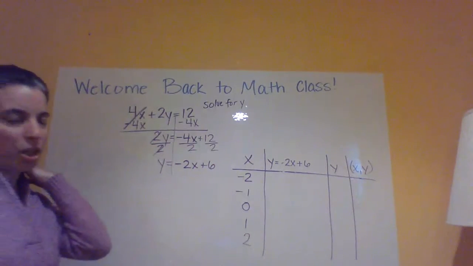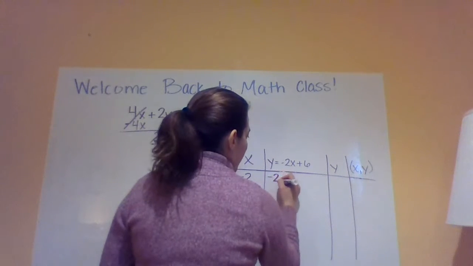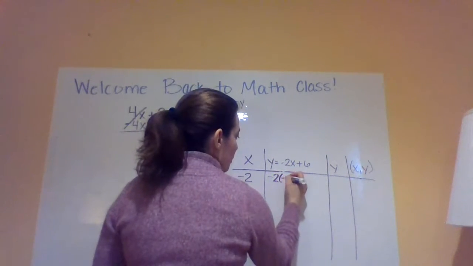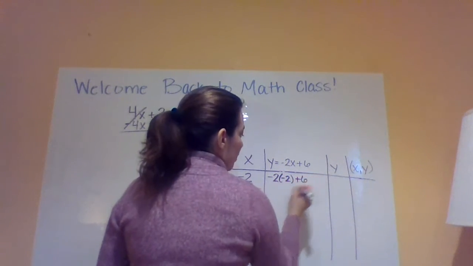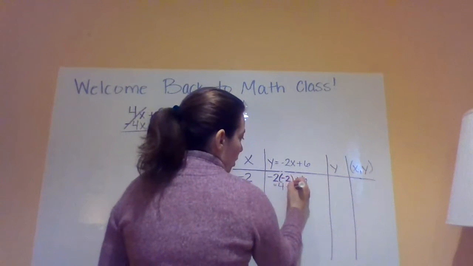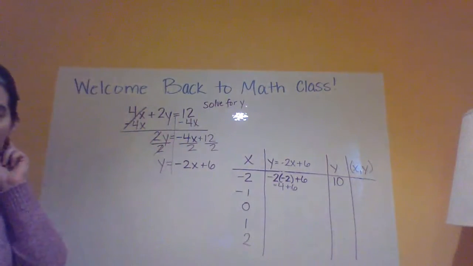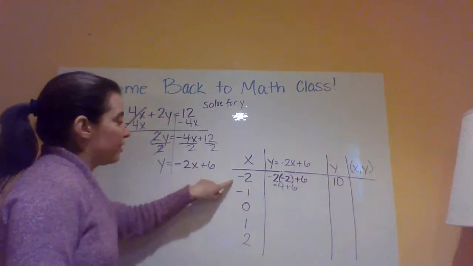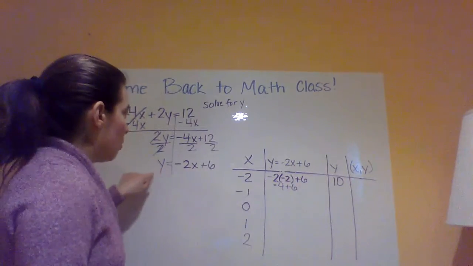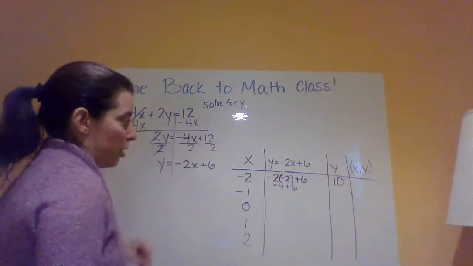Okay, so when x is negative 2, let's plug it in here. Negative 2 times x, which is negative 2, plus 6. Well, negative 2 times negative 2 is 4, so that's 4 plus 6, so my y value is 10. So when x is negative 2, y would equal 10 for this equation.